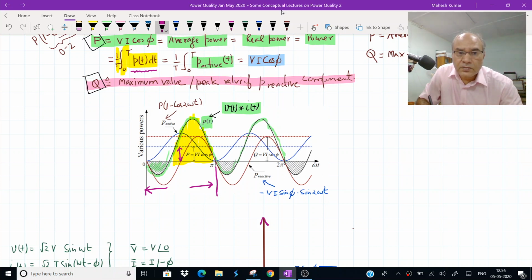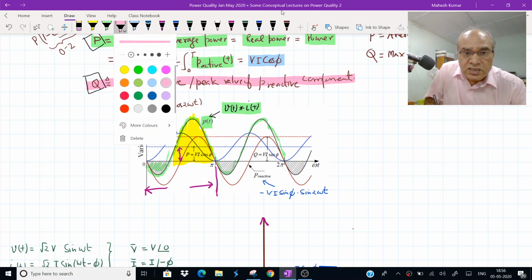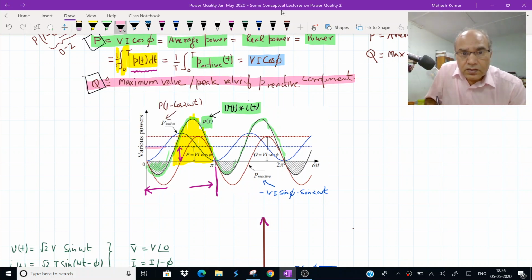This is the net power being pumped into the load for one cycle of the power, and therefore this component becomes the real power. So you can see this is the real power. This is the average value of the P.